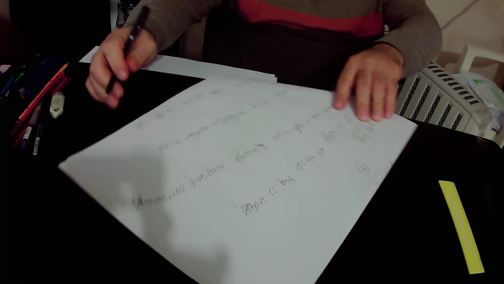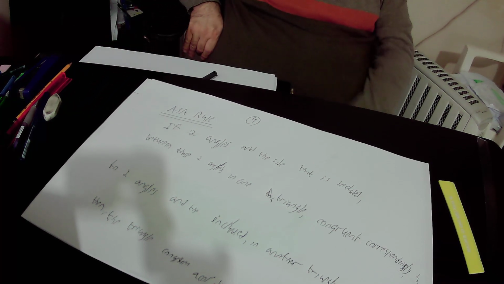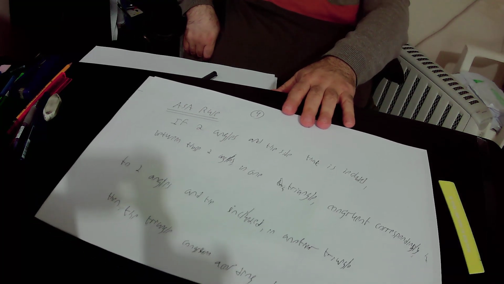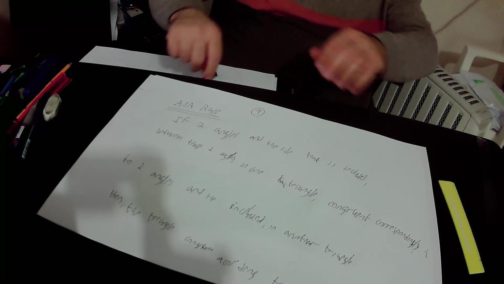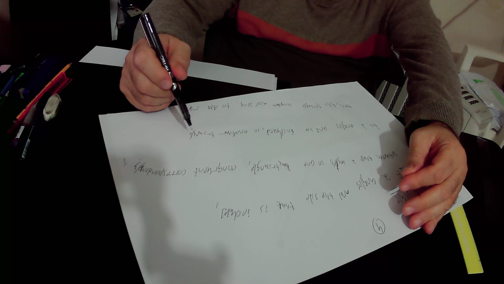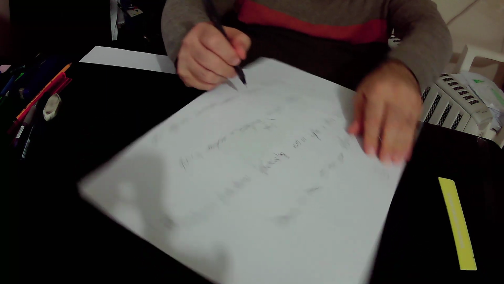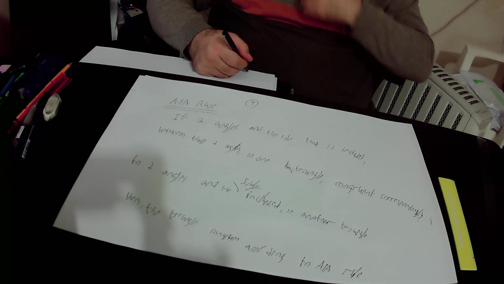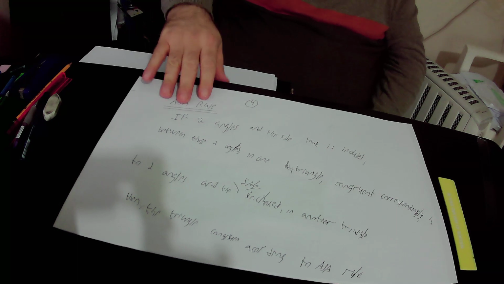So I'll read again the angle side angle rule. According to the angle side angle rule, if two angles and the side that is included between those two angles in one triangle are congruent correspondingly to two angles and the side that is included in another triangle, then the triangles are congruent to each other according to the angle side angle rule.